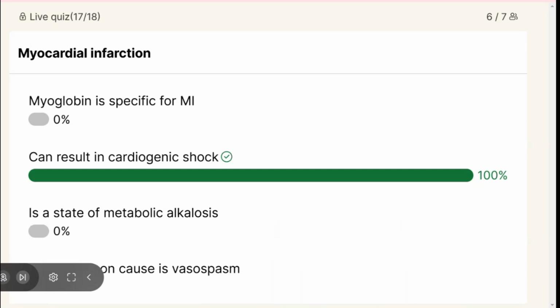Can result in cardiogenic shock. Yes, we talked about it. It's a complication. Usually it's a very fatal complication, can be the cause of death in the first few hours after a myocardial infarction.